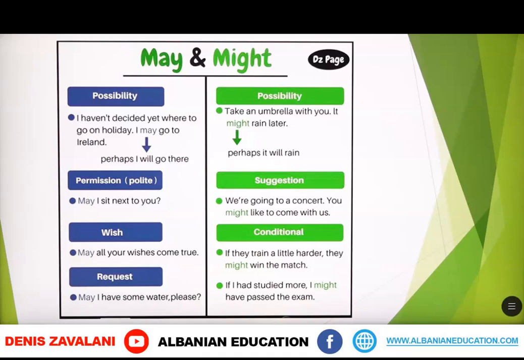There are other cases that we can use may and might to express other things. We can use may to express permission, asking for permission. For example, may I sit next to you? It sounds more polite if we say so. Or to express a wish, may all your wishes come true. To express a request, may I have some water please? So these are other cases that we can use may.